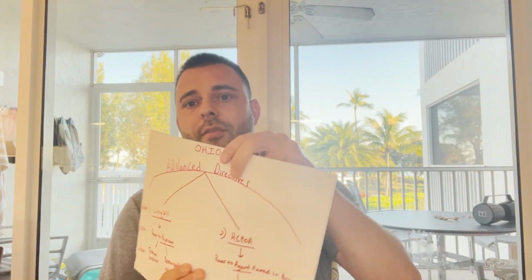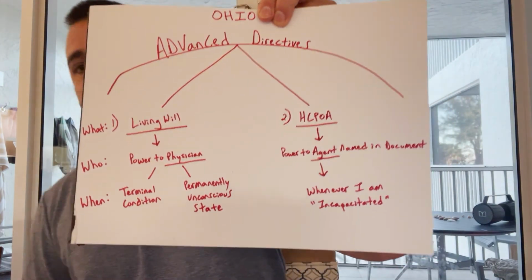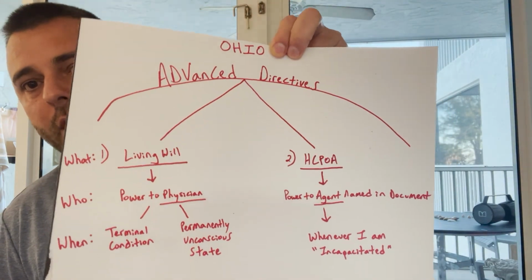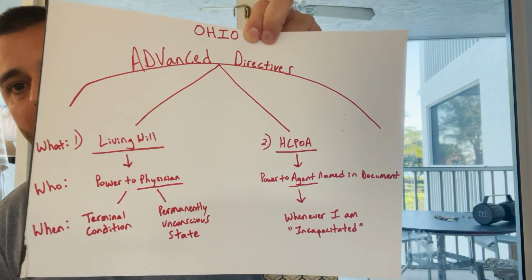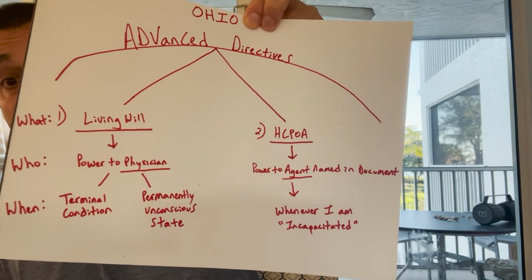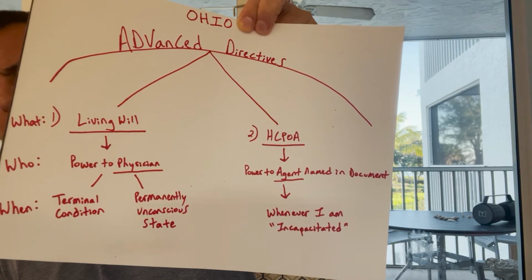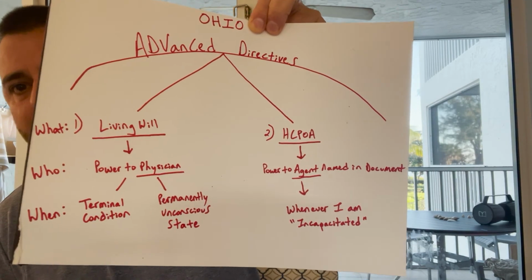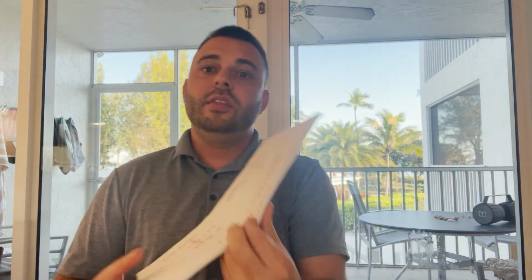So this is a little form I've drawn to wrap up. I've got the umbrella of advanced directives in Ohio, and then instead of who, what, when, I've got what, who, when. With the living will, as you can see, I'm giving power to the physician, when I'm in a terminal condition or a permanently unconscious state. Versus a healthcare power of attorney, who am I giving my power to? I'm giving it to my agent. And when am I giving it to them? When I'm incapacitated. So the key difference with these documents is not just when they're used, but also who is getting the power.